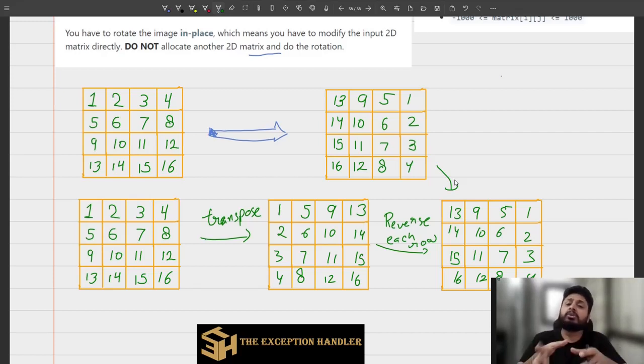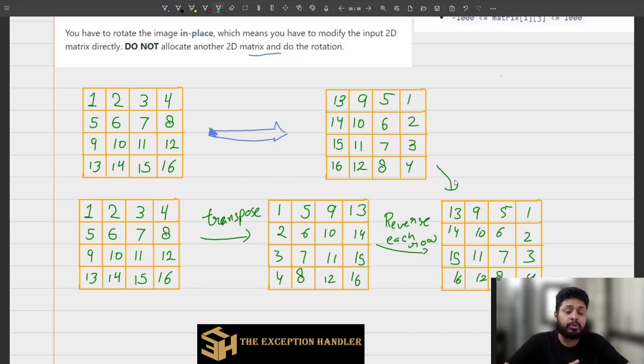So it's just a two-step process. You just have to break the problem into pieces. So the two pieces of the problem are: first transpose the matrix and then reverse each and every row. That would finally result in your 90-degree rotation.